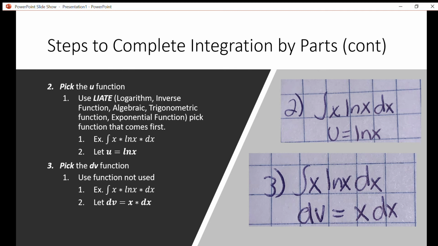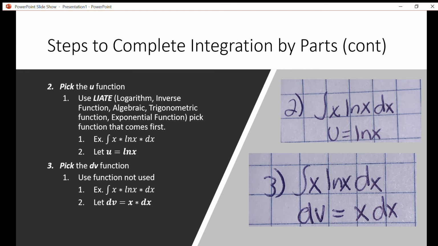So for our example, we have a logarithm and an algebraic function. Like I said, we go with the one that comes first. So we're going to choose the logarithmic function first, because if you look at LIATE, the logarithm comes before the algebraic. So our u is going to be ln of x. Let's write that: u equals ln of x.